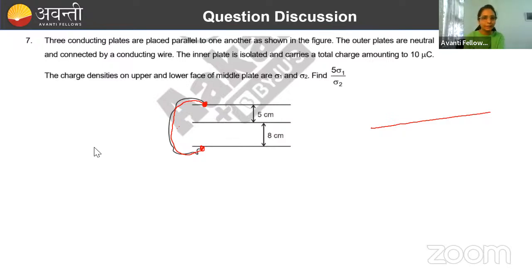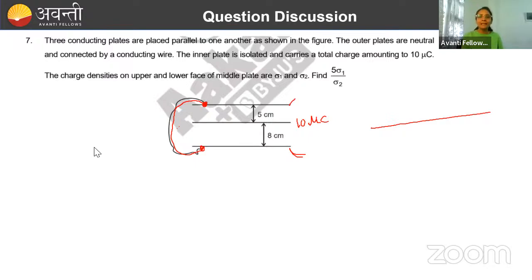इनर प्लेट इज आइसोलेटेड. इनर प्लेट क्या है? आइसोलेटेड है एंड इट इज गिवन हाउ मच चार्ज? 10 माइक्रो. आइसोलेटेड सिस्टम मींस इट्स चार्ज विल रिमेन कंजर्व. नाउ व्हाट विल हैपन? आउटर प्लेट्स हमारा क्या है? न्यूट्रल है. देखो ये प्लेट भी न्यूट्रल है, इस पे कोई चार्ज नहीं दिया गया. ये प्लेट भी न्यूट्रल है, इस पे कोई चार्ज नहीं दिया. Both the outer plates are not connected to any battery. So if its initial charge is 0, final charge will also be 0.